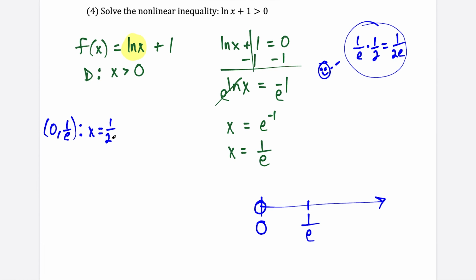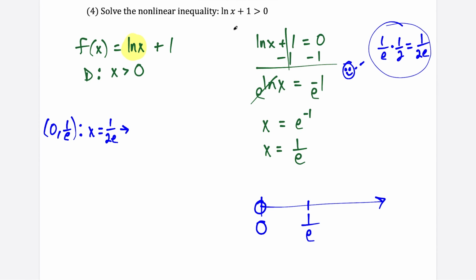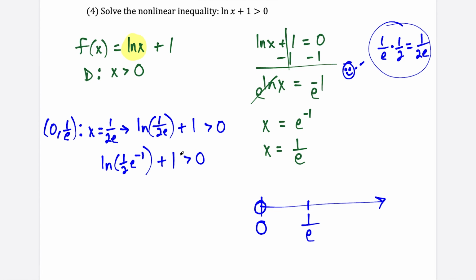Okay, so we have 1 over 2e. This is what we're plugging in. So now we have natural log of 1 over 2e like this, and then plus 1. We want to know, is this greater than 0? So without a calculator, this is a bit of an interesting question. If I'm doing this without a calculator, what I'm going to write is natural log of 1/2 times e to the -1st, and then plus 1 greater than 0. So we want to see if this is true.